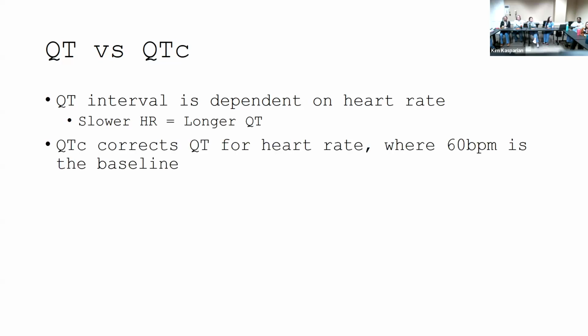That's called the QTC. So you'll see on your EKGs a QT and next to it a QTC. You really want to look at the QTC because the QTC is going to be more reliable from EKG to EKG when their heart rate is changing. So the QTC is based on a normal or baseline heart rate of 60. So if your heart rate is 60 beats per minute, the QT is going to equal the QTC.